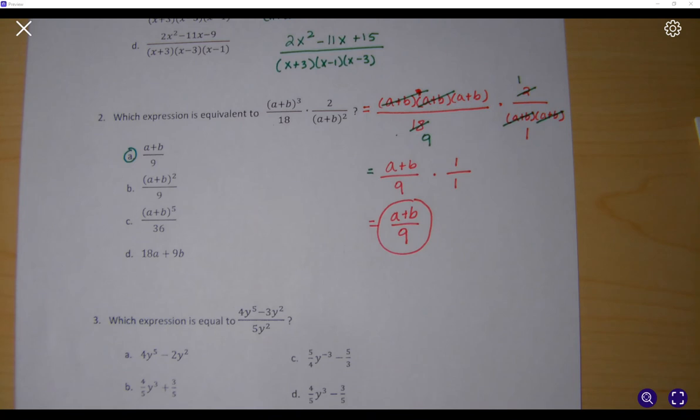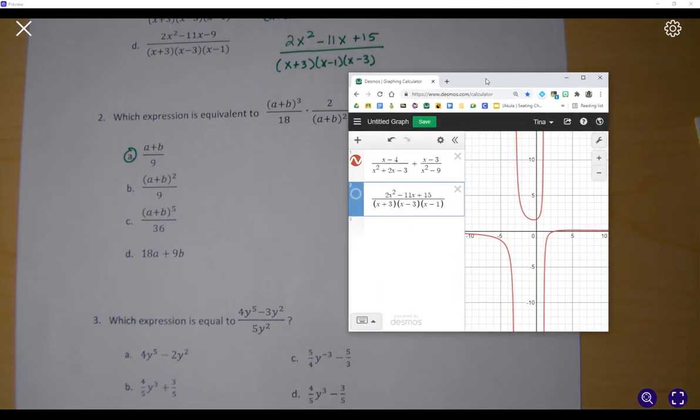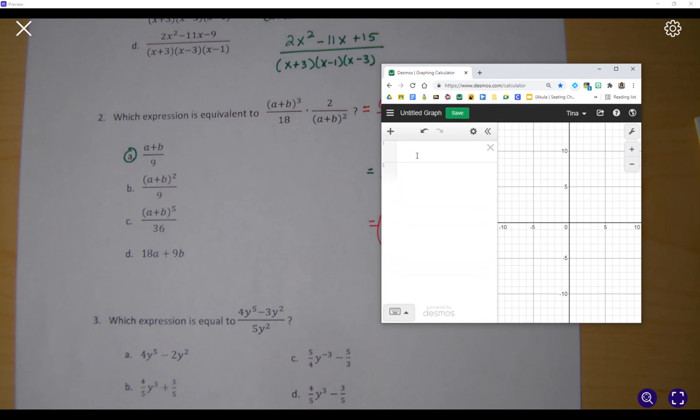There is a way you can check your answer in Desmos as well. Let me show you that. So what you can do in Desmos is, again, type up the question. So I put my division, a plus b to the power of 3 over 18 times 2 over a plus b squared.